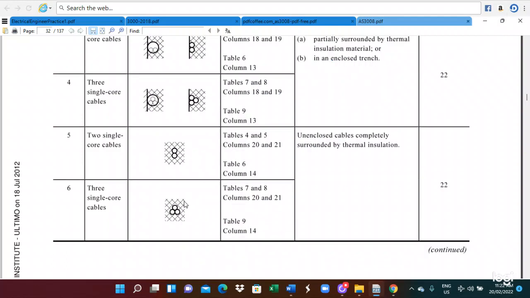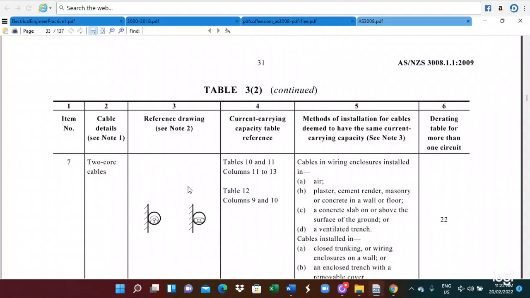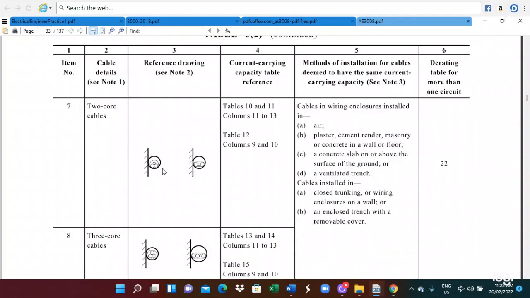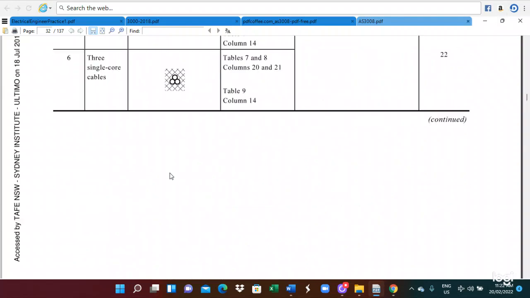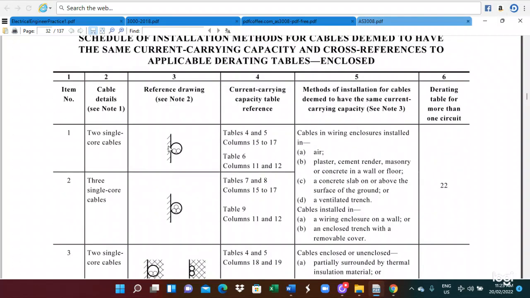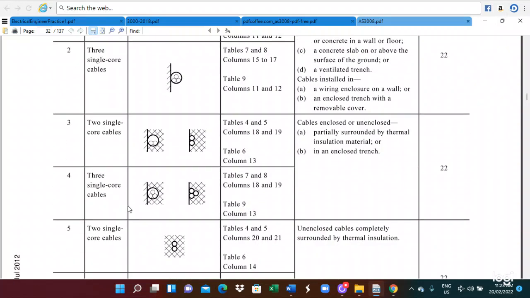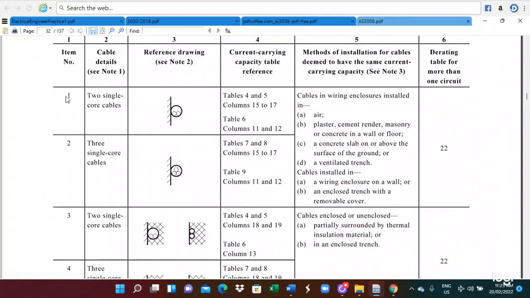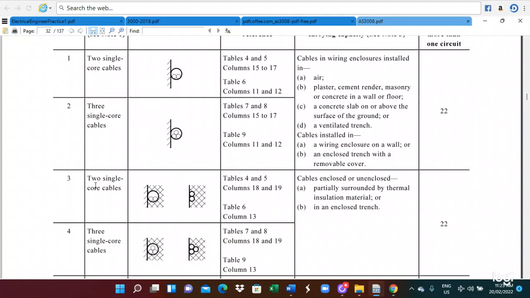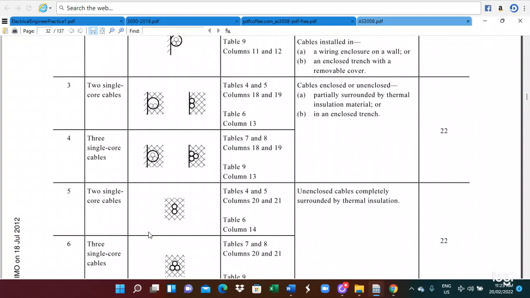So this is item 1, 2, and 2 core cable here, 3 core cable. Now we are using the single core cable, not 2 core or 3 core, so we are only interested in items 1 to 6. For 3 single core cables or 2 single core cables, we can select item 1, item 3, or item 5. So which one should be suitable?